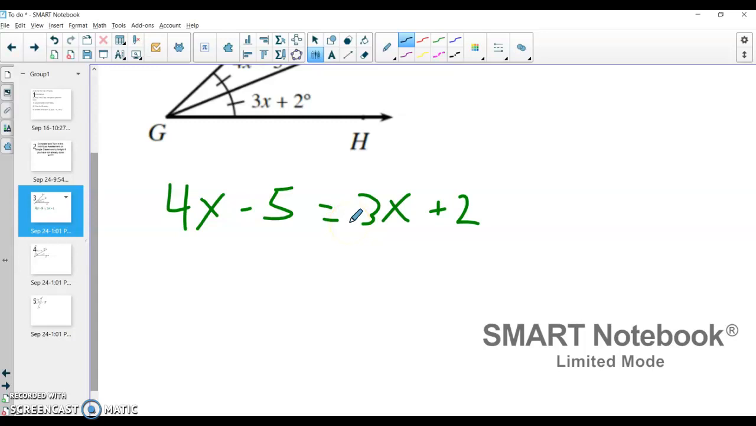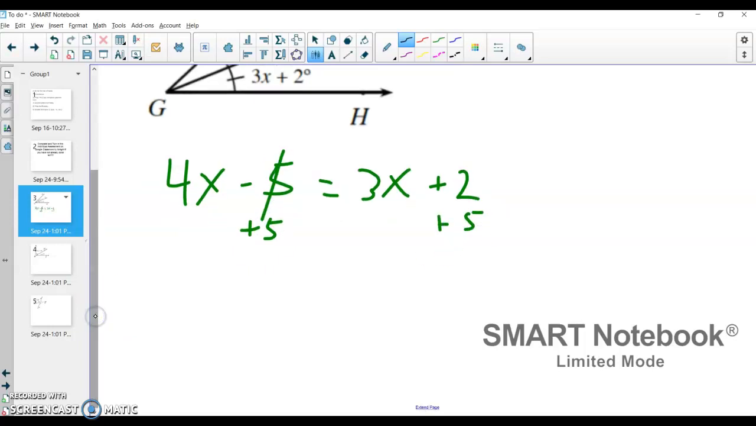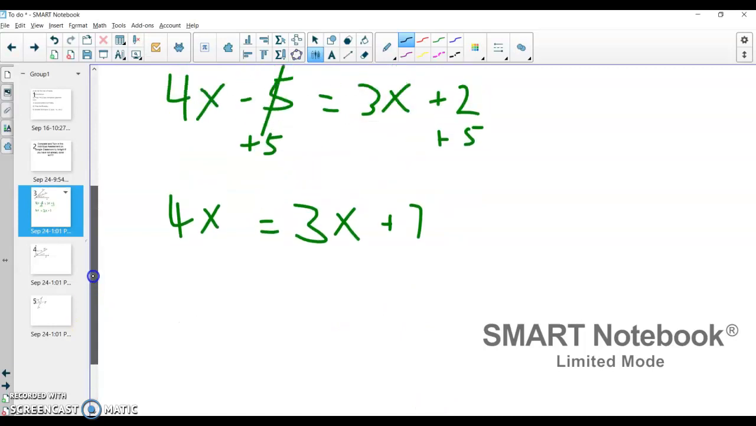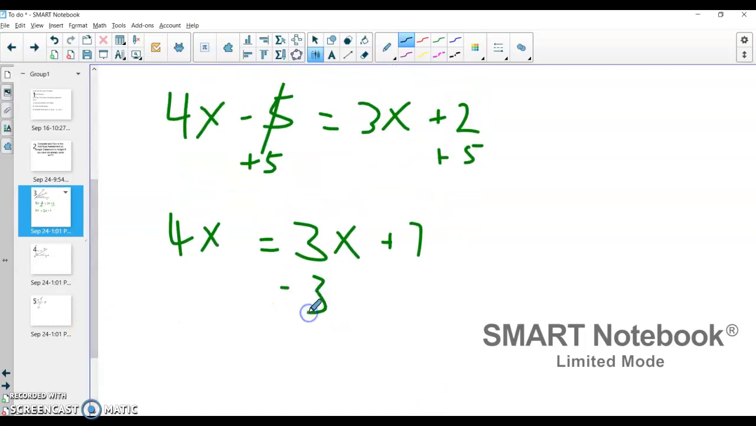First thing I'm going to do is try to get all my non-x's, so 5 and 2, on one side and all my x's on the other side. So I'm going to add 5, and that's going to go away. I'm going to say that's 4x equaling 3x plus 2, and a positive 2 plus a positive 5 is going to give me a positive 7. I still have to get my x's to the other side, so I subtract 3x and subtract 3x.